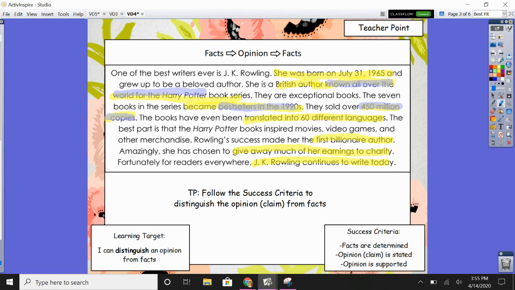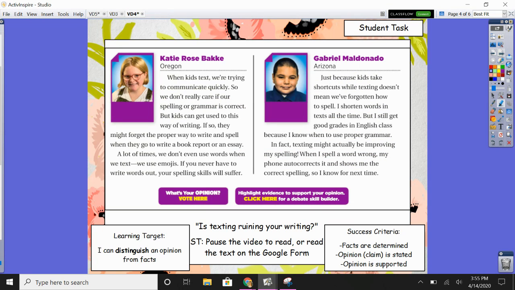Now, the books were translated into 60 different languages. I'm not sure that proves she's one of the best writers ever because there's other authors who maybe had their books translated. And the money that she made and what she did with it and her writing today, that doesn't prove to us that she's one of the best writers. So even though this has facts all through it, we want to think about what facts are really going to support that idea. What you're going to be doing today is looking at opinions from Katie and Gabriel.